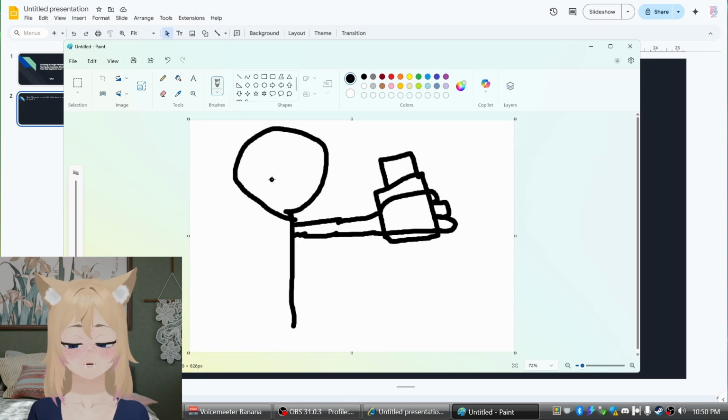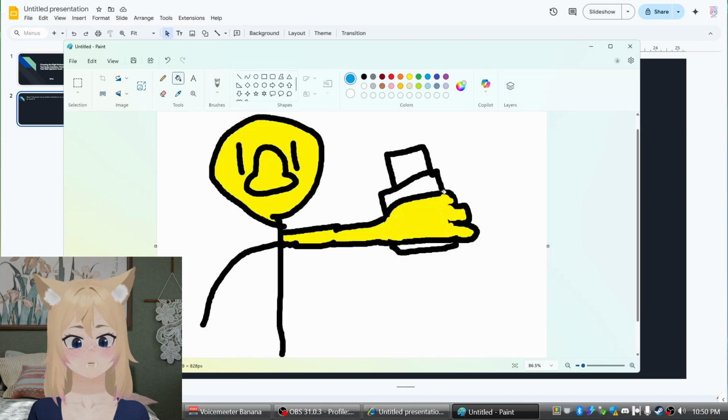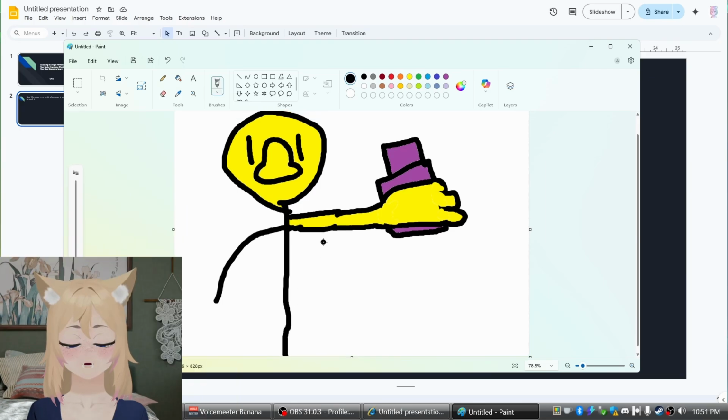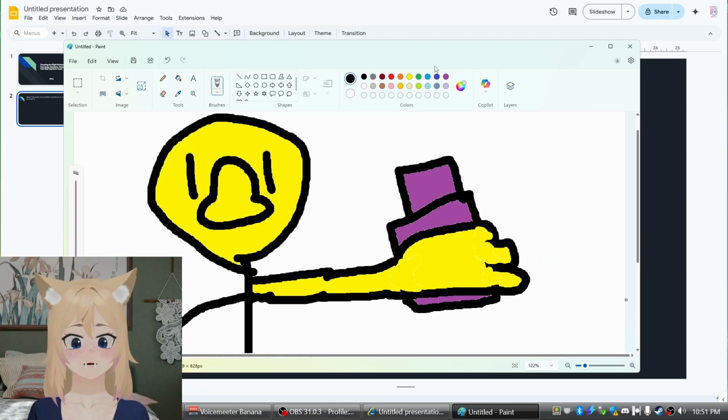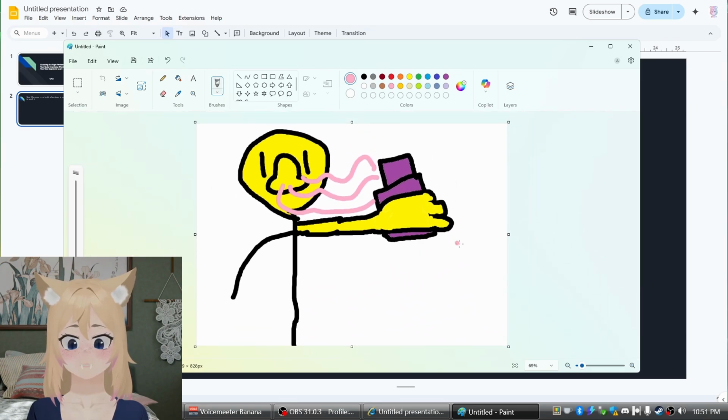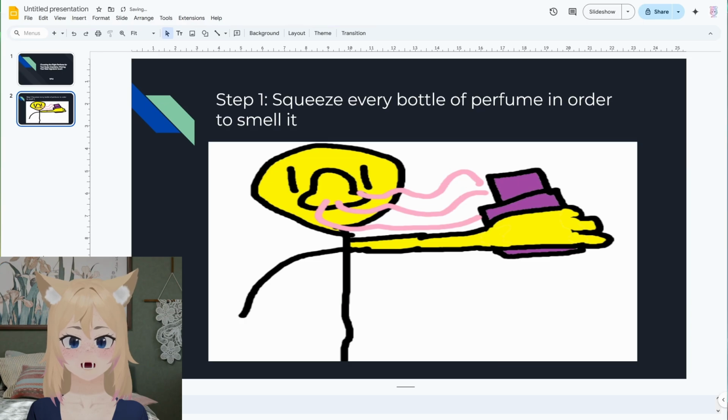And I guess I need to draw their nose smelling it. So there's them smelling it. And let's draw the bottle of perfume. Perfume is definitely purple for reasons. I feel like we need to draw the scent going towards them. So here's the scent of the perfume going into your nose. Just in case you forgot to use your nose. Make sure to smell the perfume by squeezing every bottle.